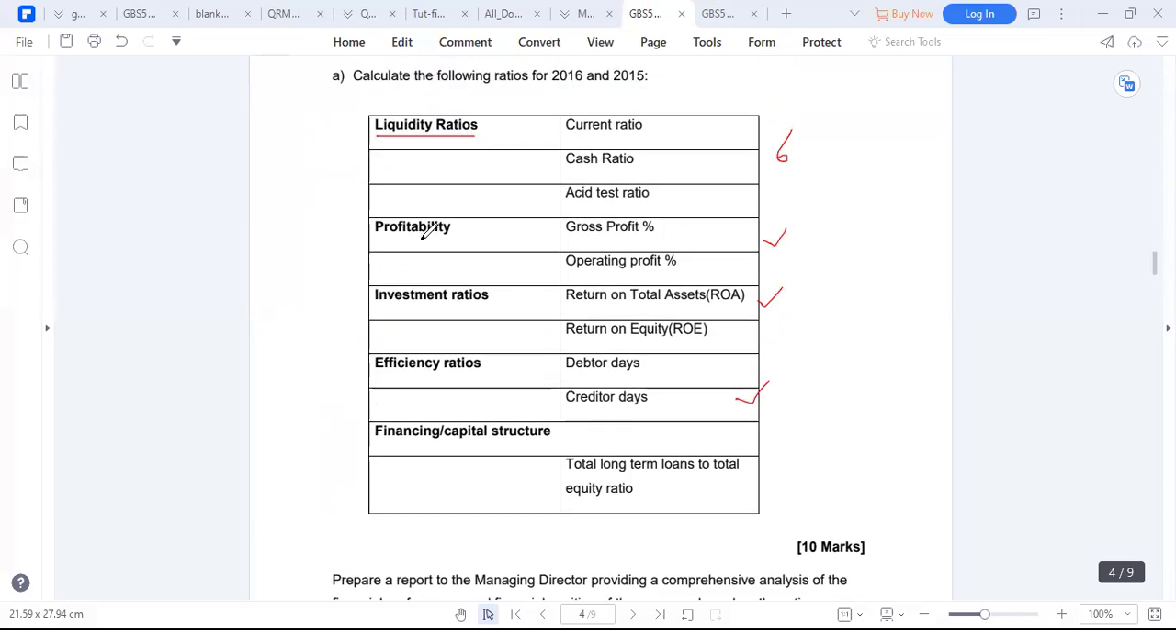10 marks. 1, 2, 3, 4, 5. Oh, so maybe it's 2, 2. I don't know how his breakdown is.